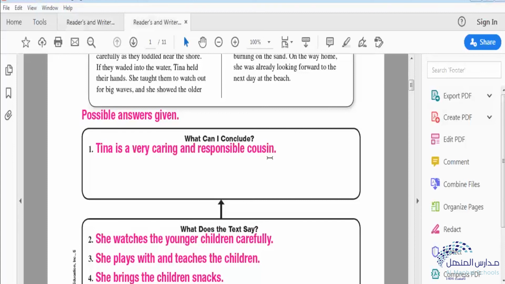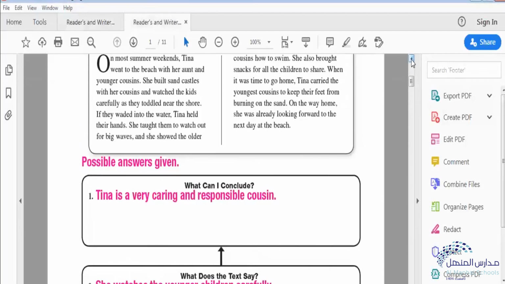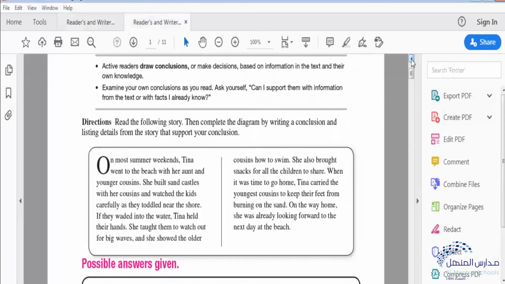So this is how we draw a conclusion. Just a brief of what we said: in order to be able to draw conclusions or make decisions, we need to have information from the text and from our own knowledge, what we already know.